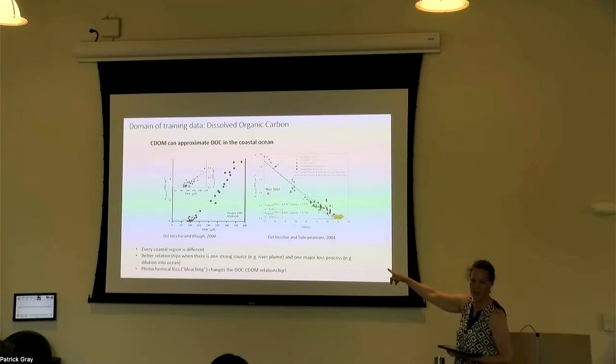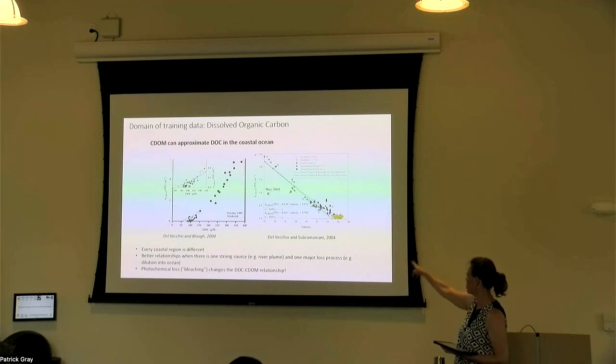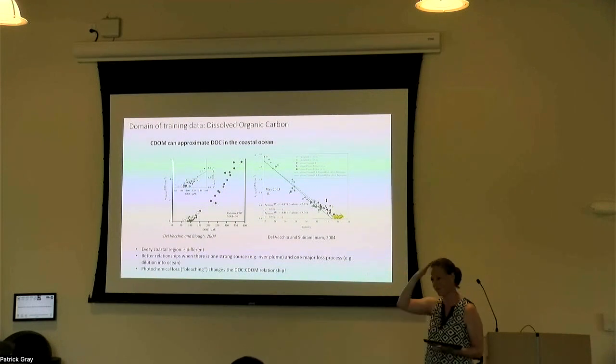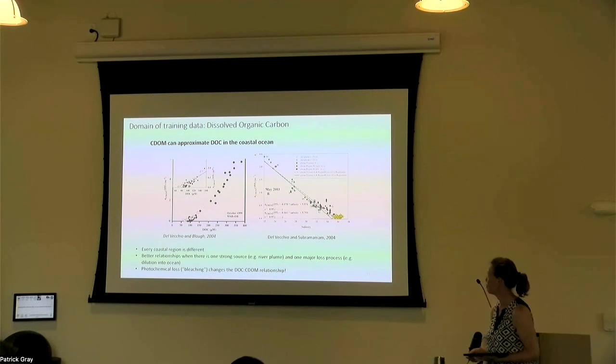I think I showed you this graph earlier in the class. The other one looks at the relationship between absorption at 355 and salinity, illustrating an example of a system where dilution by low-CDOM water is the primary process removing CDOM absorption from the system.